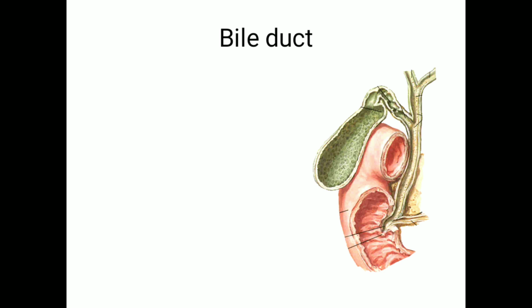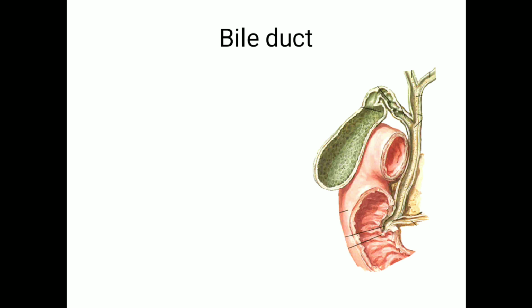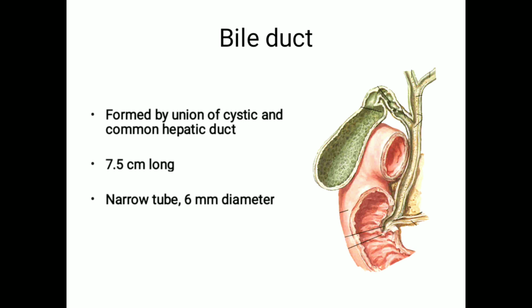Okay. Next, what do you mean by bile duct? The bile duct is formed by the union of the cystic duct with the common hepatic duct. You can see in the figure here, the cystic duct and the common hepatic duct join together to form the bile duct. It is a 7.5 centimeter long, narrow tube, 6 millimeter in diameter, and it opens into the second part of the duodenum.